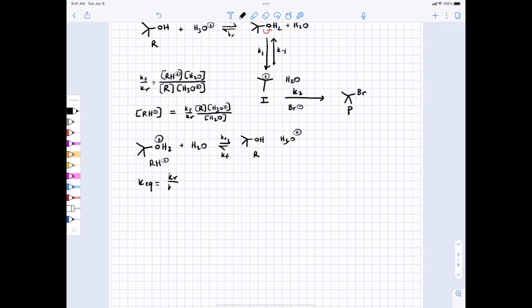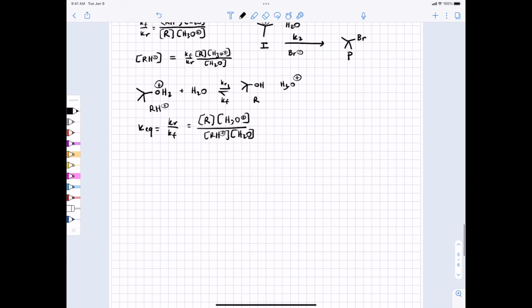The equilibrium constant for this reaction should be Kr over Kf, and that's going to equal the concentration of alcohol R times the concentration of H3O plus divided by the concentration of RH plus times the concentration of water. And if we multiply both sides by the concentration of water, we end up with KEQ times the concentration of water, or our acid dissociation constant, which equals R times H3O plus divided by RH plus.